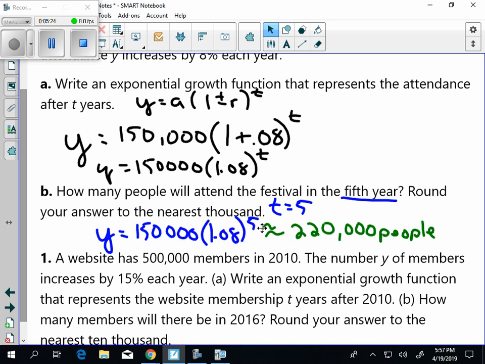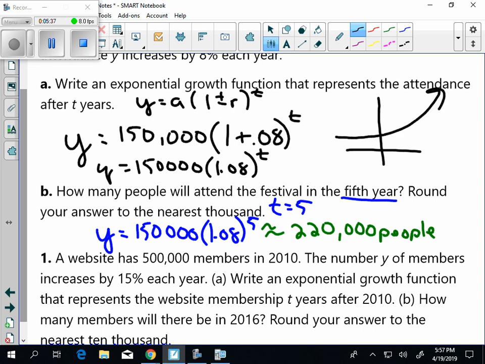If I were to graph this, because that base is bigger than 1, I know that if I leave this in terms of t, instead of plugging in 5, this exponential growth function would rise as it goes to the right. It would look something like this, obviously being stretched quite a bit with 150,000 in front.